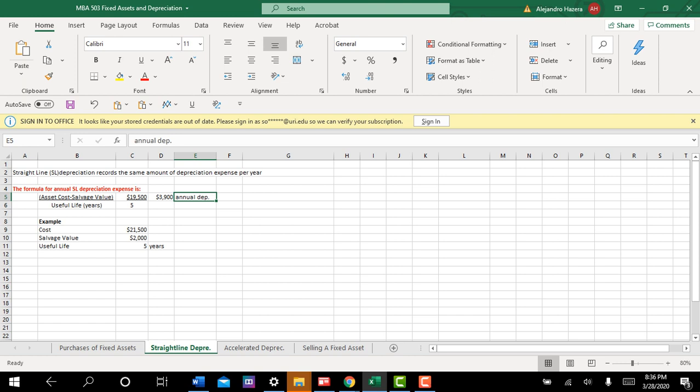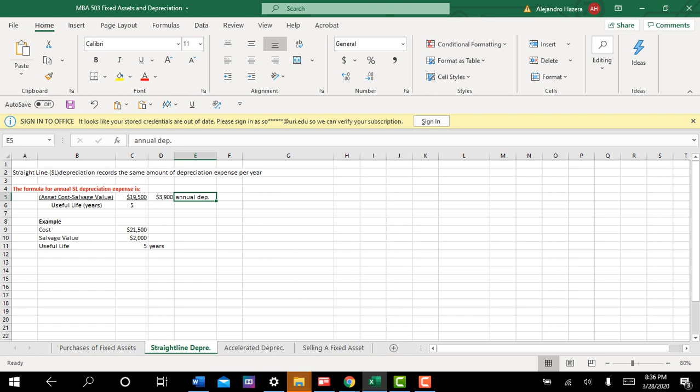Companies usually take groups of assets, put them into one big group, classify them, and depreciate the whole group. But straight line depreciation is a benchmark depreciation method. So that's why we're using it here.